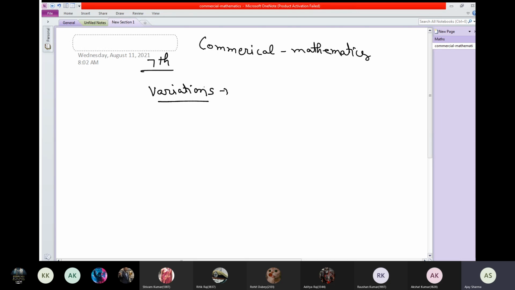The word variation comes from vary. How two quantities vary, how they change. Vary means variation. How they vary with each other. Either they increase together, or they decrease together, or they are opposite to each other. Like I give an example, and that is in your book.